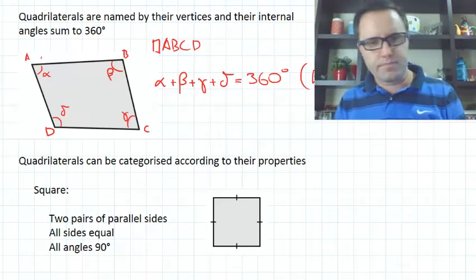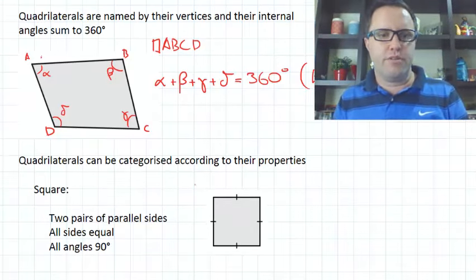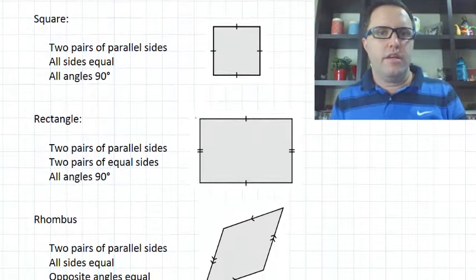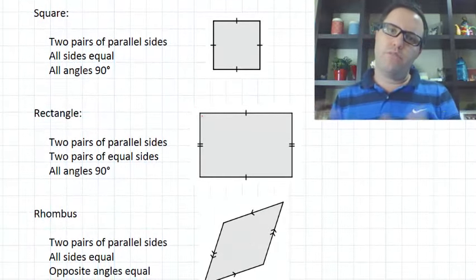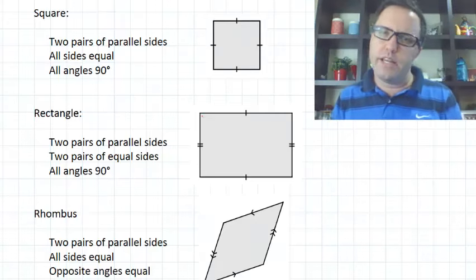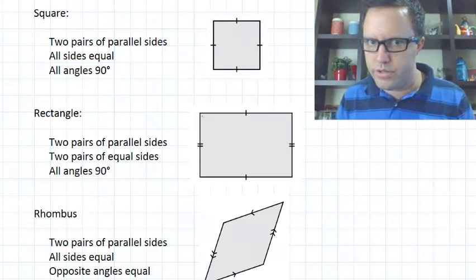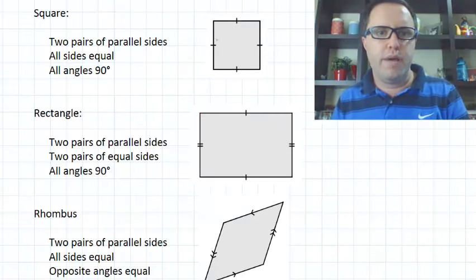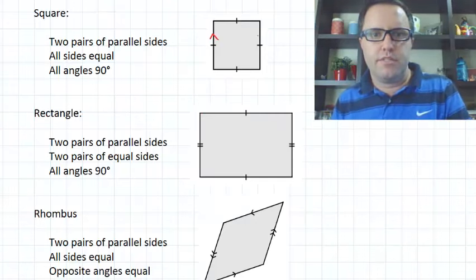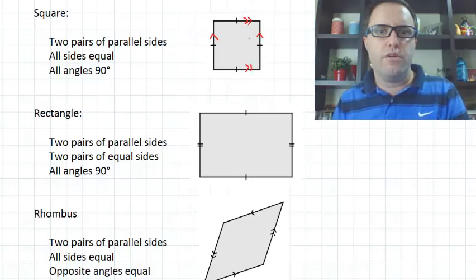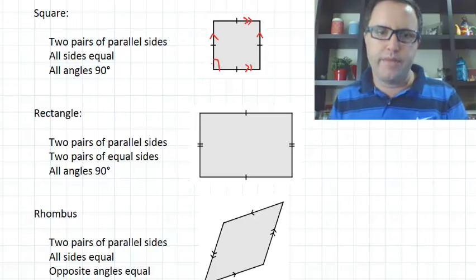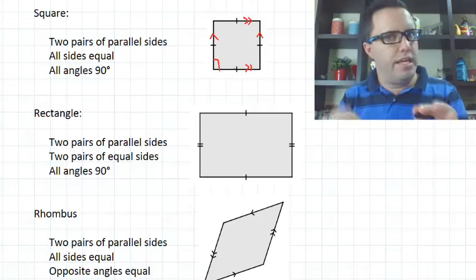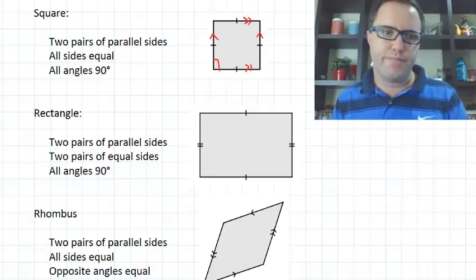Okay, a couple of things we can do with our quadrilaterals to worry about. So you need to be able to figure out what a quadrilateral is, what type it is, and say why according to those properties. So squares have two pairs of parallel sides. So these ones are parallel and these ones are parallel. All the sides are equal as shown, and the internal angles are 90 degrees as well. Okay, so very familiar shape. You need to know exactly why a square is a square.